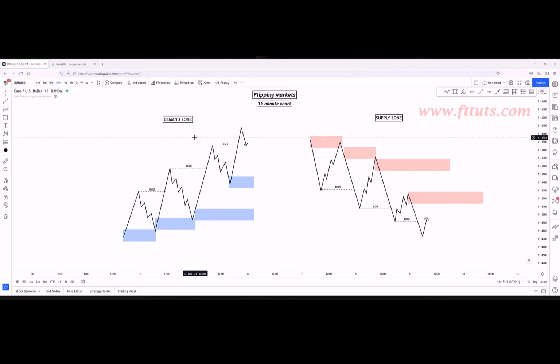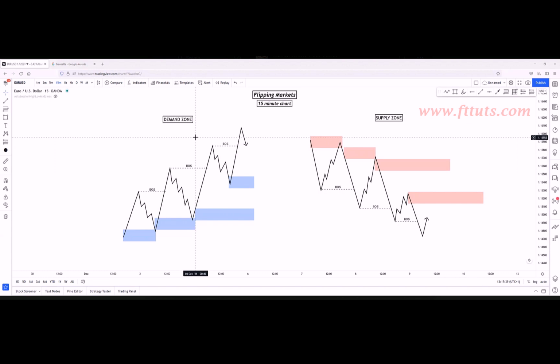Please pause the video now and check the inefficiency video before you continue to watch this, because it's necessary. So please just pause it and watch the inefficiency video. Okay, move on. It has to break structure or change character. We'll talk about change of character in the entry unit. And finally, it has to create or collect liquidity.